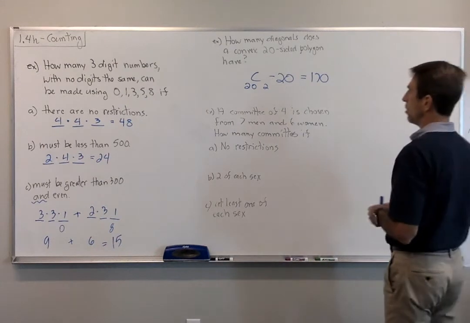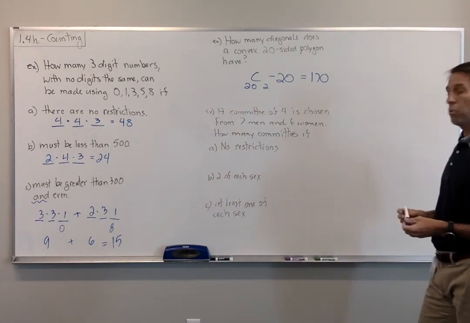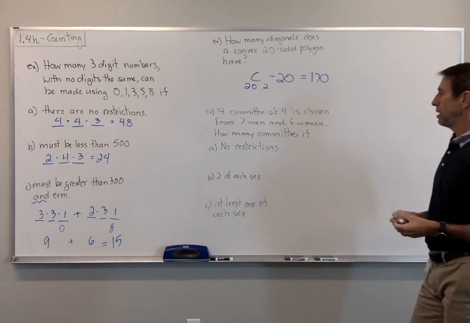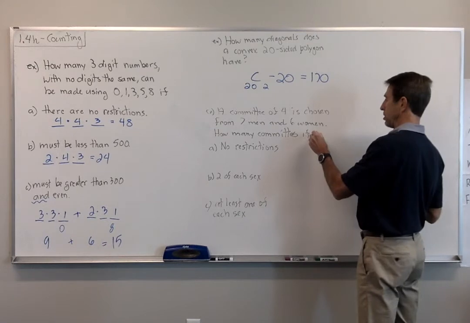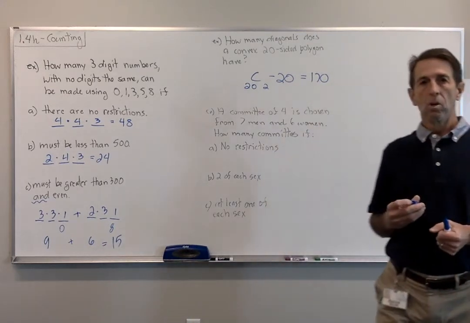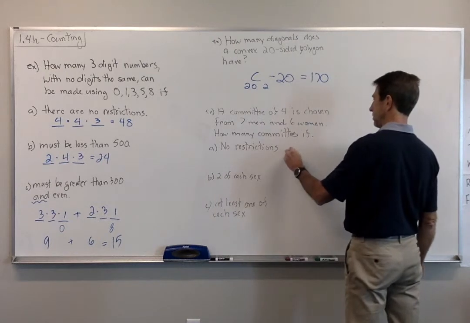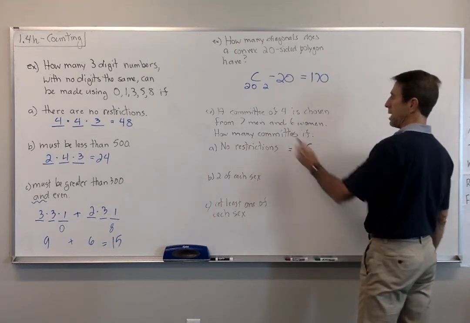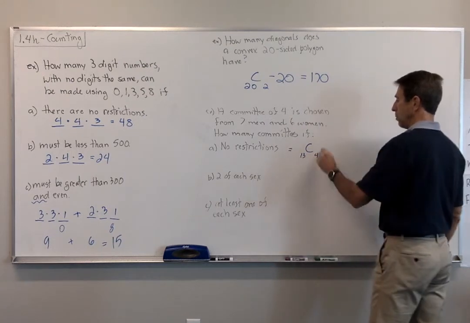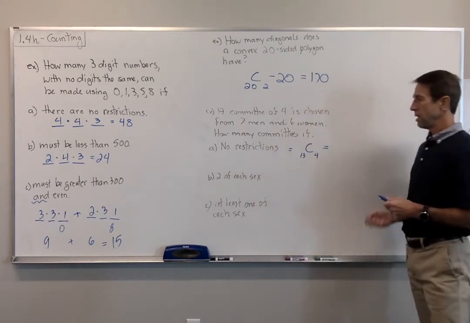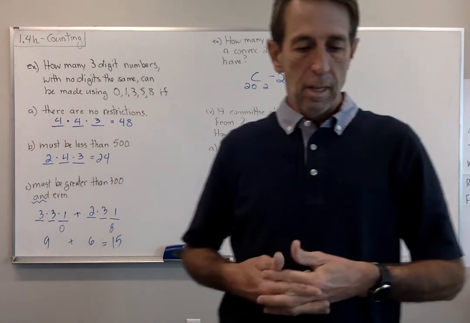Lastly, we have a committee of 4 that is going to be chosen from 7 men and 6 women. How many committees can be formed if there are no restrictions? Well, if there's no restrictions, it's simply going to be a combination. There are 13 people, and I'm choosing 4. Whatever that number turns out to be, that's the total number of committees I can come up with.